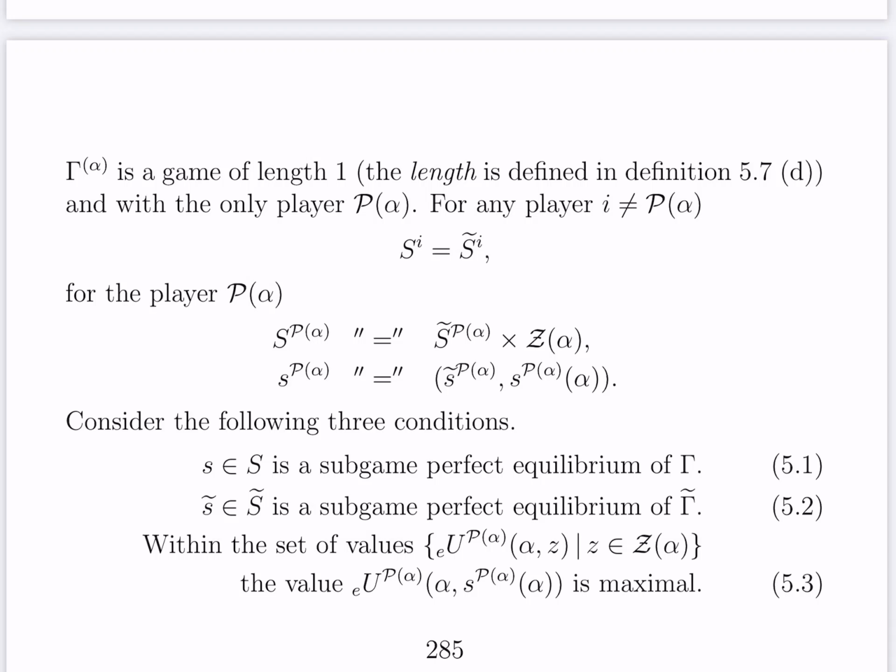So now let's look at the following three conditions or properties. Property 5.1: a strategy combination s of the full game is a subgame perfect equilibrium. Property 5.2: a strategy combination s tilde of the restricted game is a subgame perfect equilibrium of the restricted game. Property 5.3: a move s_P(alpha) after the play alpha satisfies that within the set of all values for all possible moves z after alpha, the value for this move is maximal.